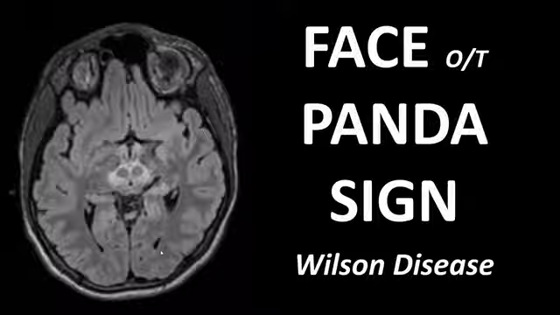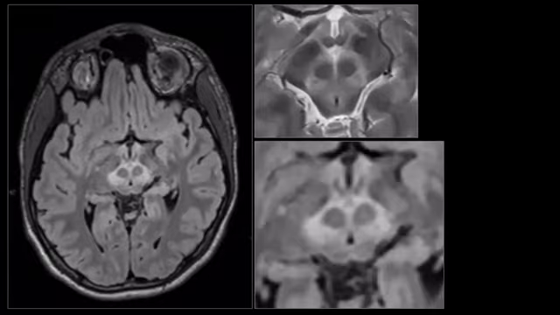Now, Wilson disease is also a genetic disorder. It's a disorder of our copper metabolism and can lead to copper deposition and toxicity in various parts of the body. It will often involve the liver, but also the brain. So we can also have neurological manifestations of Wilson's disease. In the brain, it typically involves the basal ganglia, but when it involves the midbrain, we get this so-called face of the giant panda sign.